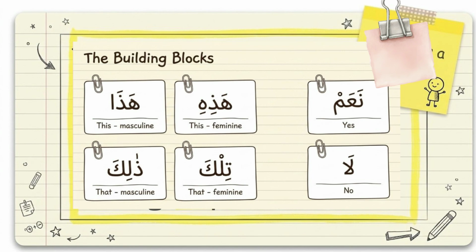I'll pronounce each one carefully for you, so listen closely. For the word this, we have the masculine hada and the feminine hadihi. Let me repeat those for clarity. Hada, hadihi. Now, for that, meaning an object further away, we have the masculine dhalika and the feminine tilka. Repeating once more, dhalika, tilka. And of course, our absolute most vital answers, nam for yes and la for no. Notice how Arabic beautifully and logically distinguishes between masculine and feminine, as well as near and far. Let those soak in for just a second.